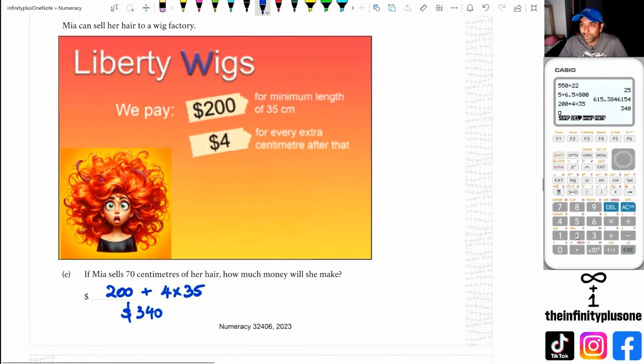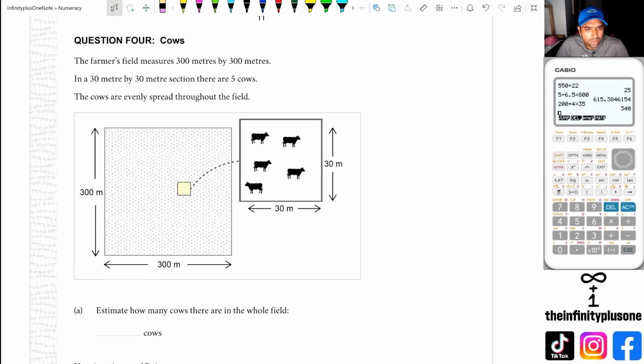That's us for question 3. We go to question 4 next. All right, folks, now we're going to go to question 4. The first question is that we've got a 300 meter by 300 meter paddock or farmer's field, and inside there's a 30 meter by 30 meter section. There are 5 cows. So the question is, estimate how many cows there are in the whole field.